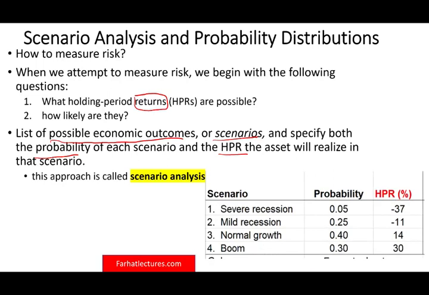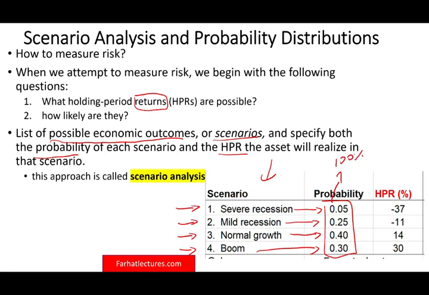So how does it work? It's pretty straightforward. Let's take a look at this example. We're going to assume four scenarios. We're going to have a severe recession, a mild recession, normal growth, and a boom. What are the probabilities of those events happening? Having a severe recession is 5%. Mild recession, 25%, normal growth is 40%, and a boom is 30%. Always add up your probabilities. Your probabilities should always add up to 100%.